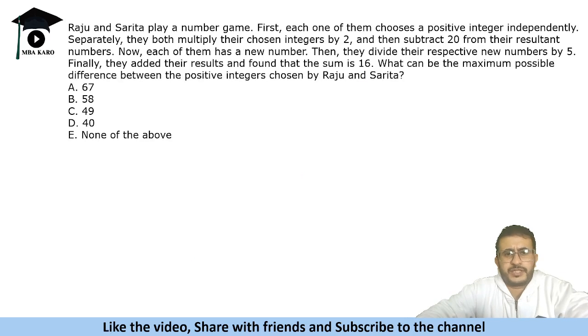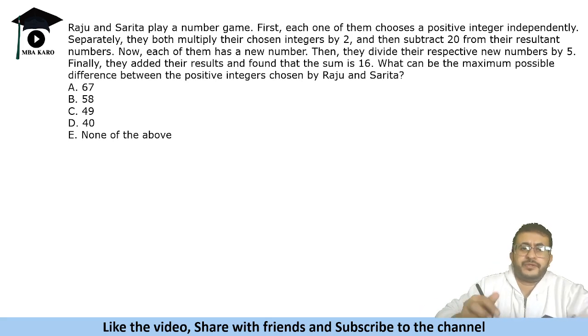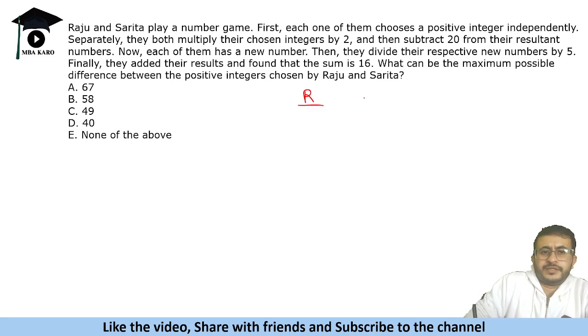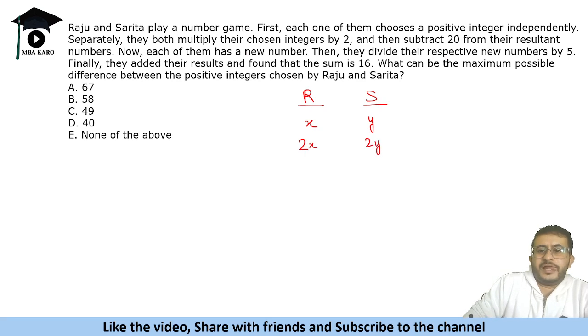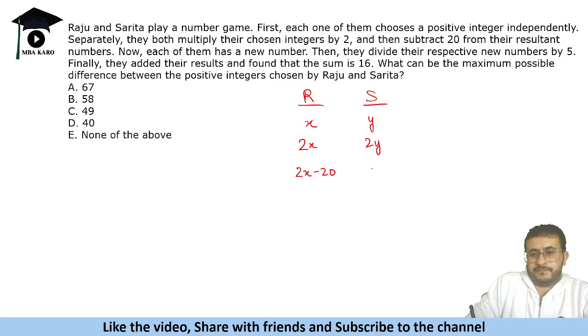Well, next question. Raju and Sarita play a number game. First, each one of them chooses a positive integer independently. Separately, they both multiply their own chosen integers by 2. So let us say he chooses x, she chooses y. They multiply the chosen integer by 2, so it becomes 2x and 2y. And they subtract 20 from the resultant. So 2x minus 20, 2y minus 20.